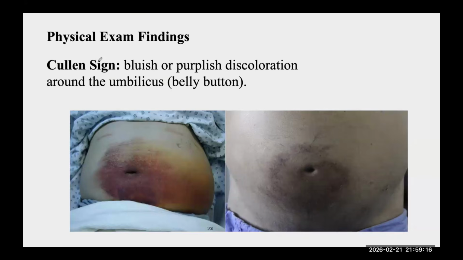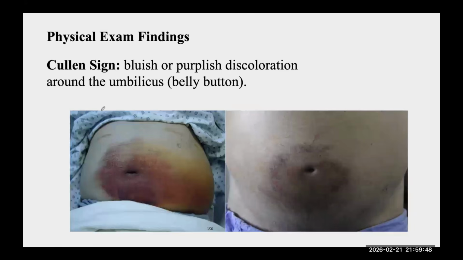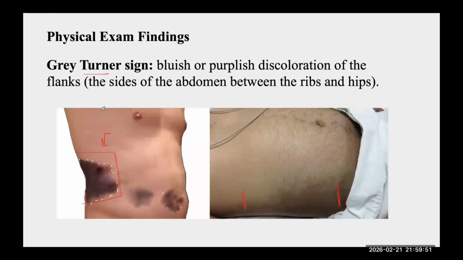Now, there are certain physical exam findings that we see in patients with pancreatitis. These are not specific, but if you see them along with the symptoms, they're highly suggestive for acute pancreatitis. So we have the Cullen sign, in which you see this bluish to purple discoloration around the umbilicus. And we also have the Grey Turner sign, bluish or purplish discoloration again, but here it's in the flanks or the area between the ribs and the hips. So this area here. Now, the way I remember it is this is to the side, so as if someone is turning, so it's a Grey Turner. And this one is just the other one, which is Cullen sign.